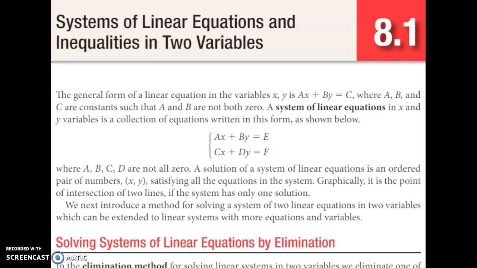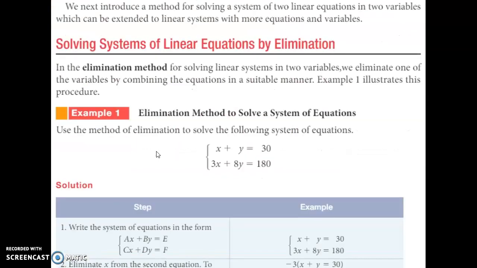So this is chapter 1, systems of linear equations in two variables, and I'm going to skip the inequalities. Here we have a couple of equations with two variables, x and y, and then we have 6 coefficients. They call them a, b, c, d, e, and f. And here is an example.